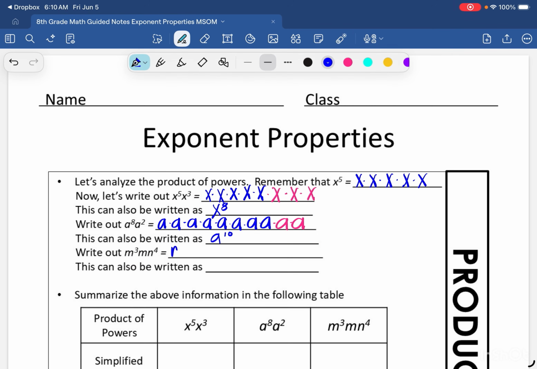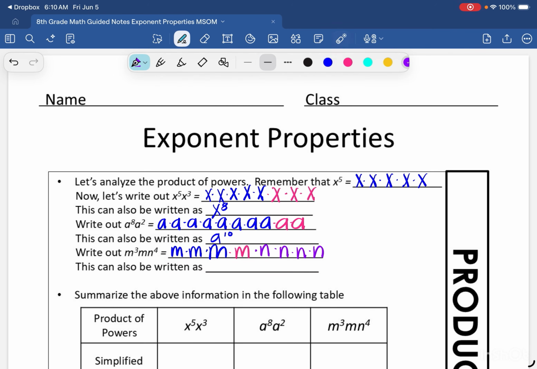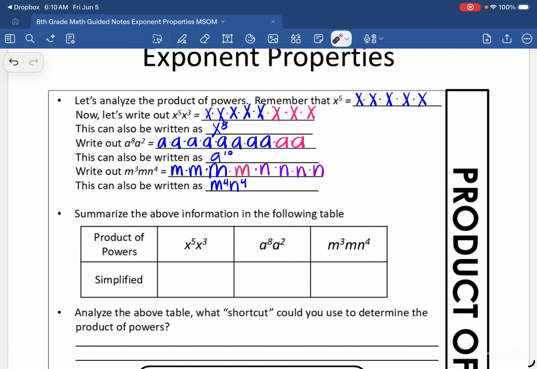So we have m being multiplied 3 times, and then we have another m, and then we have 4 n's. So if we combine it together, we have 4 m's, or m to the fourth, then we have 4 n's, n to the fourth. So we have m to the fourth times n to the fourth. Summarize the above information in the following table.